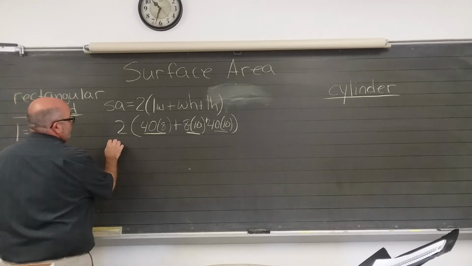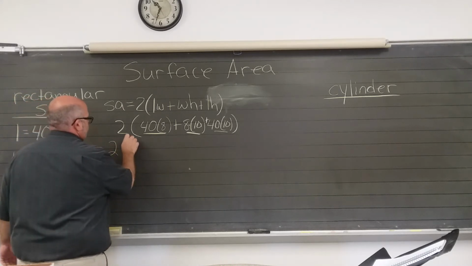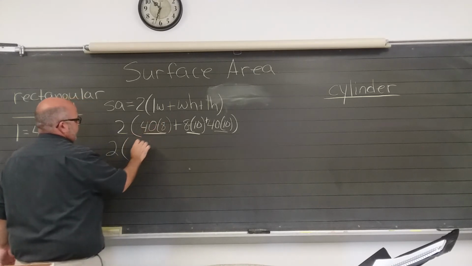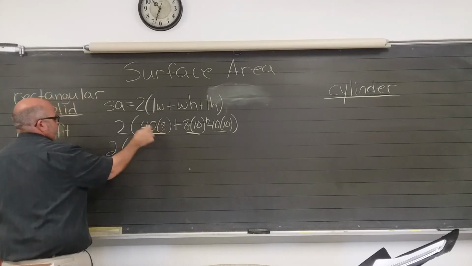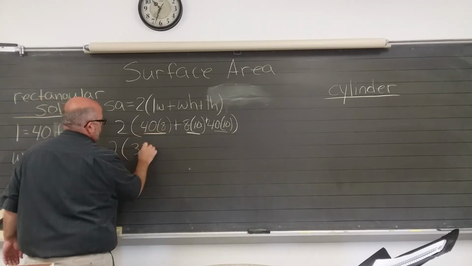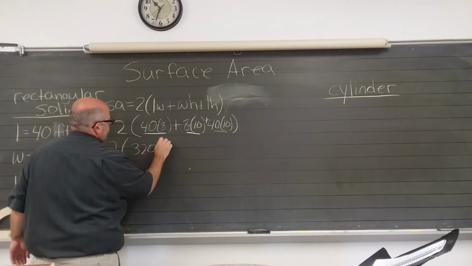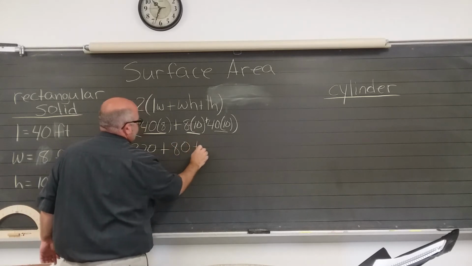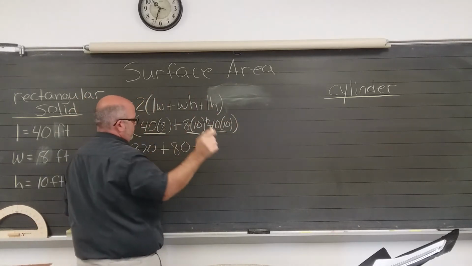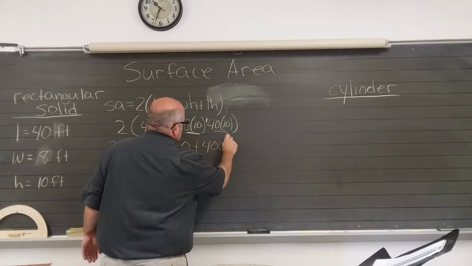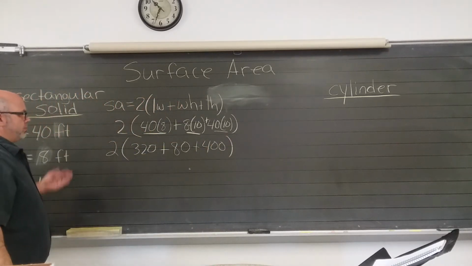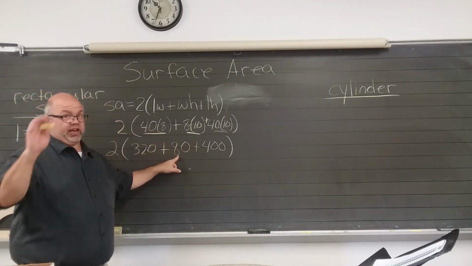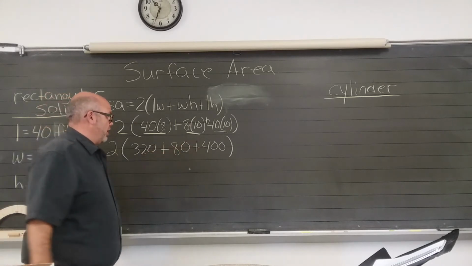So this stays 2 times 40 times 8 is what? Say it. 40 times 8 would be what? 320 plus 8 times 10, say it. 80 plus 40 times 10, right? Add all of those up. 320 plus 80 is another 400. 400 plus 400 is 800.